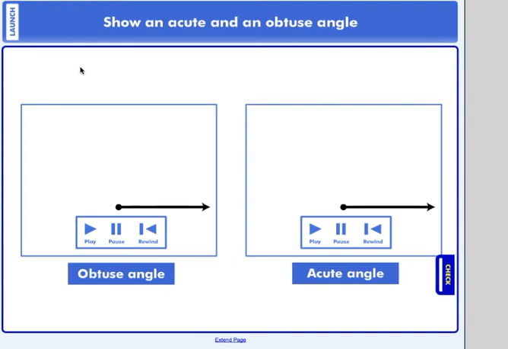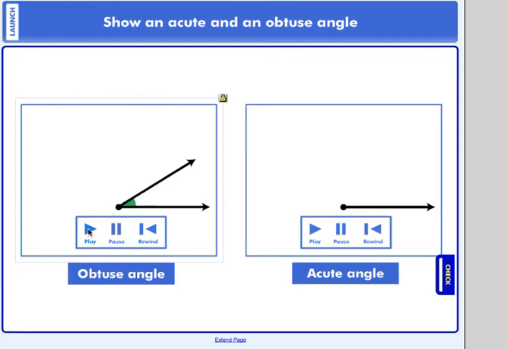Now let's do some practice, okay? Showing acute or obtuse angle. Let's play this obtuse angle and see what we get. Are we supposed to? Looks like a straight angle to me. Oh, maybe we're supposed to pause it. Let's rewind. Okay, let's play it again.